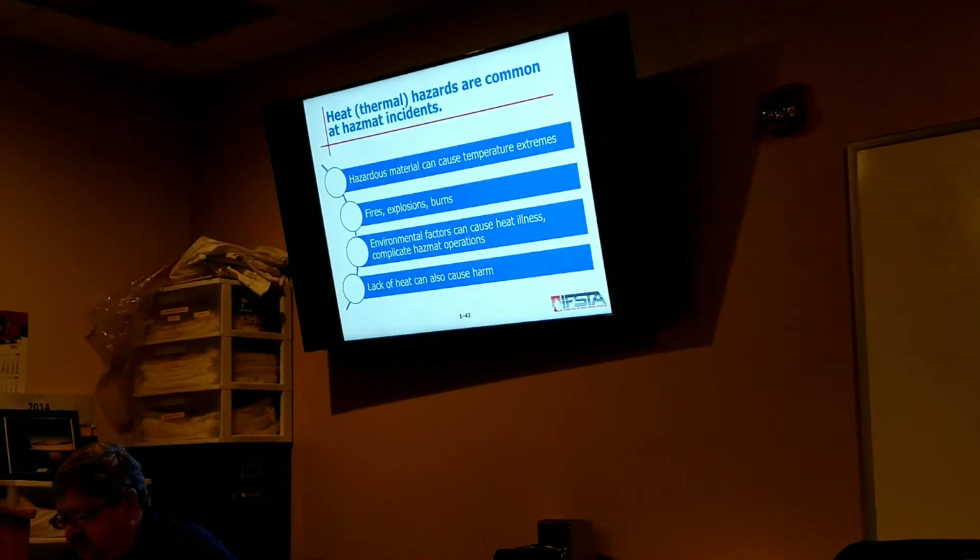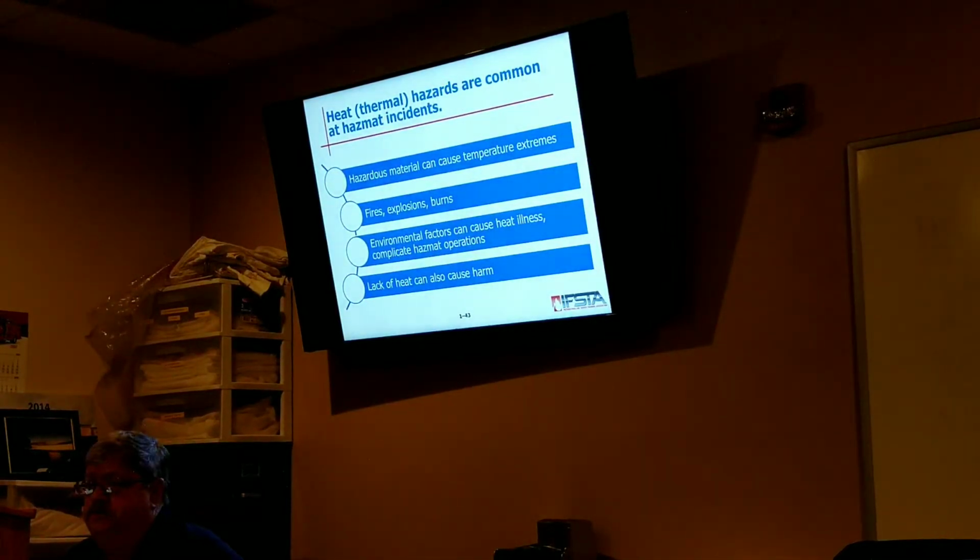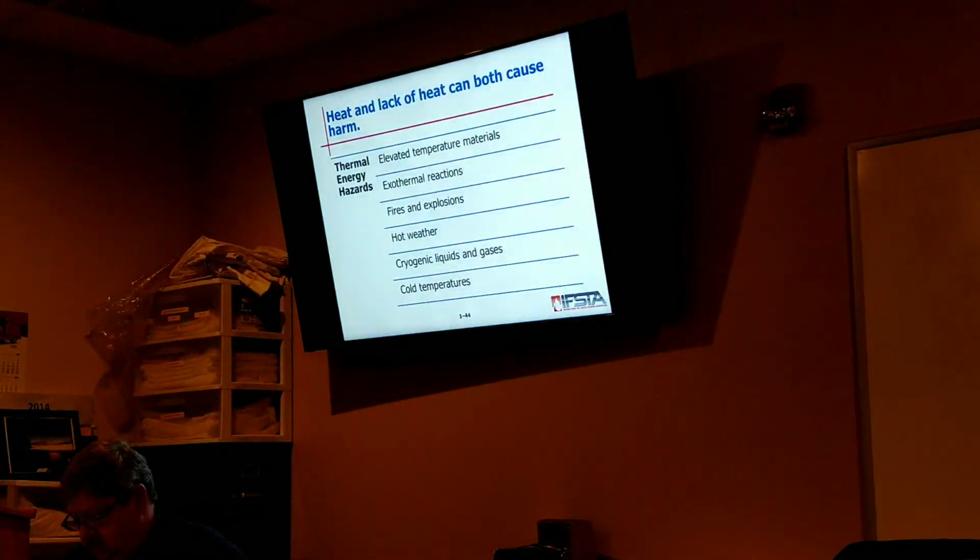Hazmat materials can cause temperature extremes. Okay, we're talking about high temperatures, but we're also talking about low temperatures. Some of the gases that are transported are extremely cold. Fire or explosions involving flammable liquids, explosive materials that can burn. Environmental factors such as hot weather can cause heat illness. Heat and lack of heat, that's both harm.